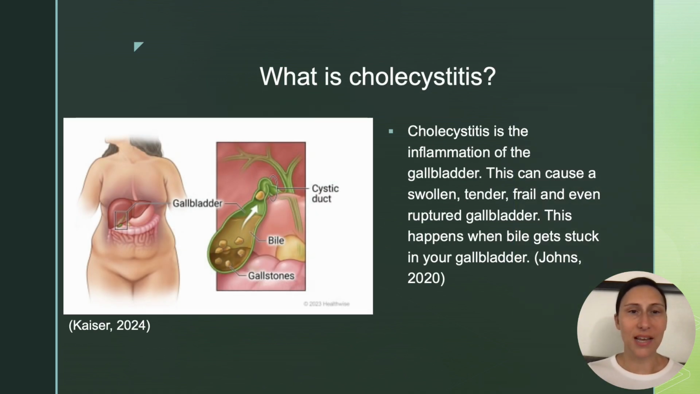What is cholecystitis? Cholecystitis is the inflammation of the gallbladder. The inflammation of the gallbladder is often due to bile getting stuck in your gallbladder, and this can cause your gallbladder to be tender, swollen, frail, and even rupture.